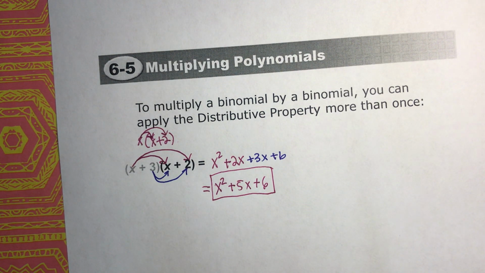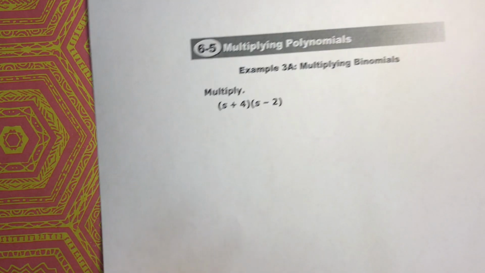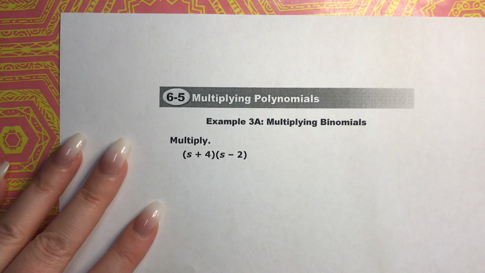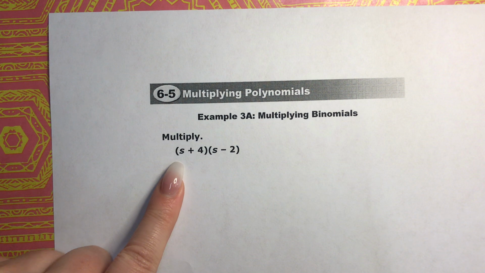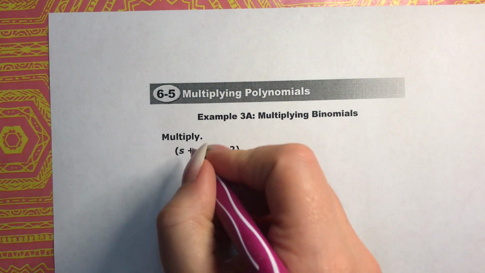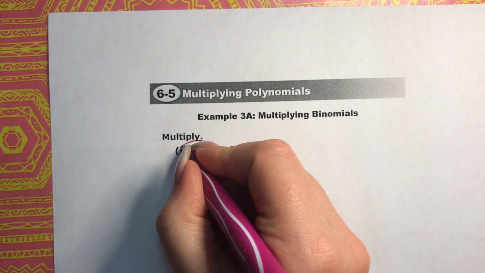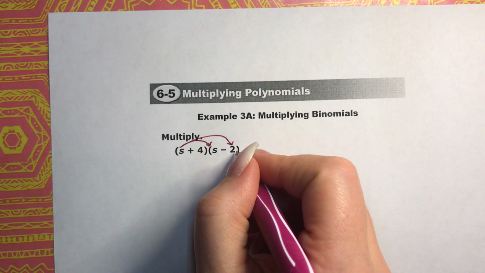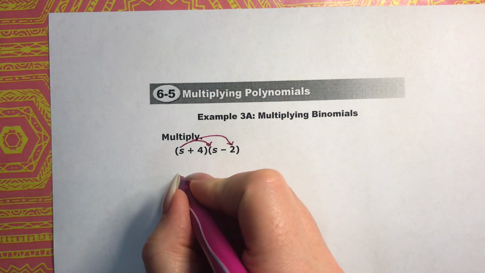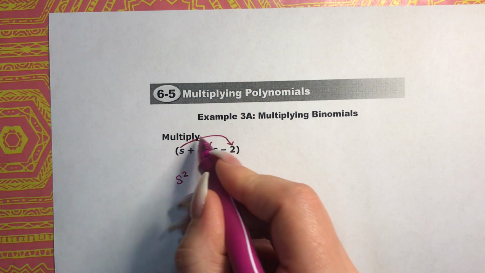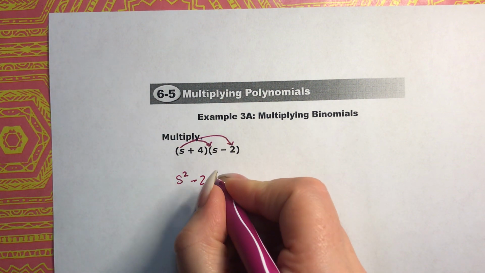Perfect. Okay, let's go ahead and look at some examples. So this first example here, we're just multiplying binomials. So we're just going to take this s, and we need to distribute it to both things, right? This is our first. This is our outside or outer. So s times s is s squared.